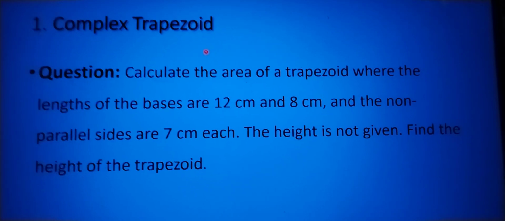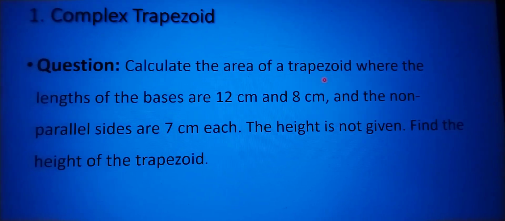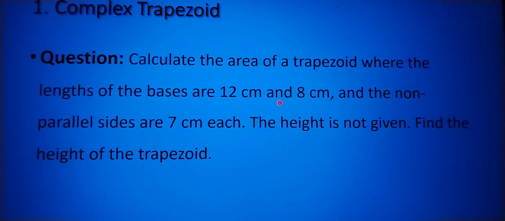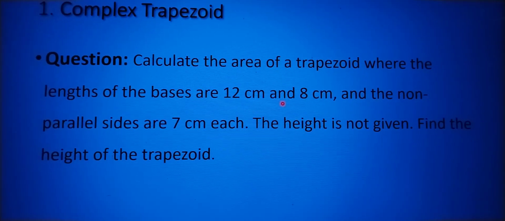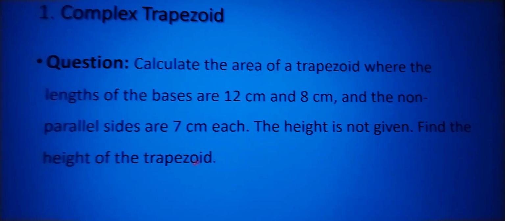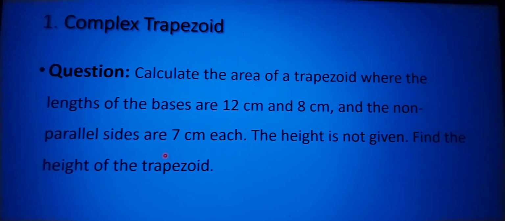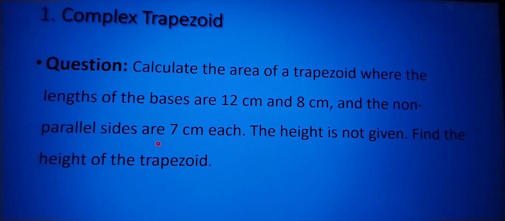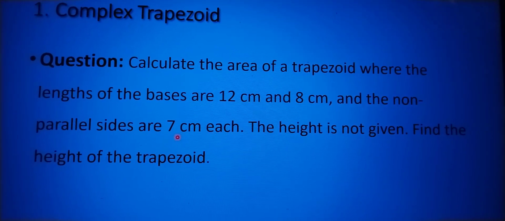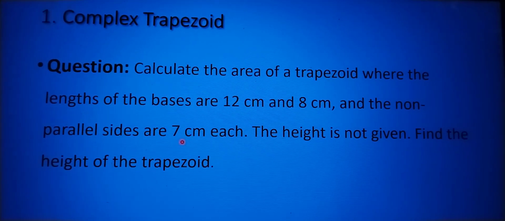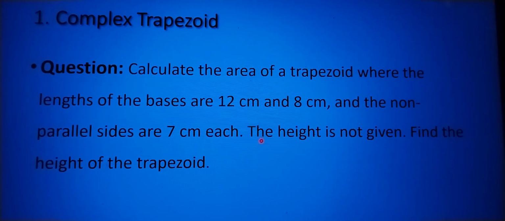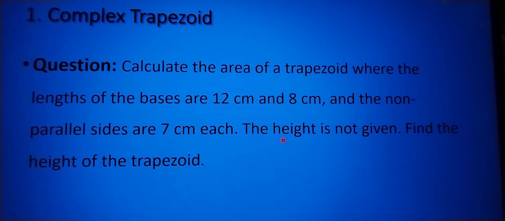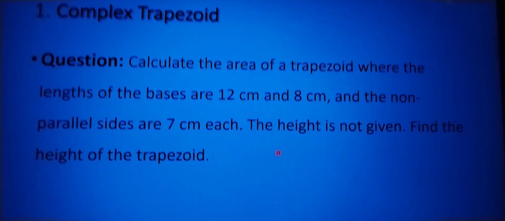When we're going to solve a complex trapezoid, firstly, let's see the question we're going to solve. The question says, calculate the area of a trapezoid where the lengths of the bases are 12 cm and 8 cm and the non-parallel sides, which means they are legs, because as we know, in a trapezium or trapezoid, the non-parallel sides are known as legs. They are 7 cm each, which states that we are dealing with an isosceles trapezoid, and the height is not given, so find the height of the trapezoid. That's the question we're going to solve.